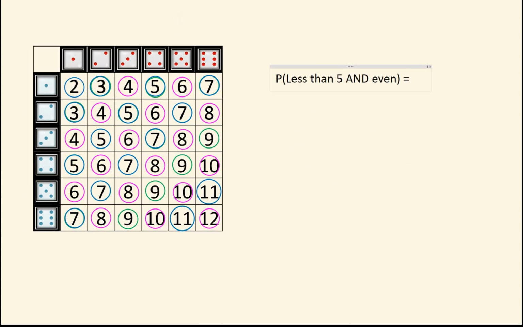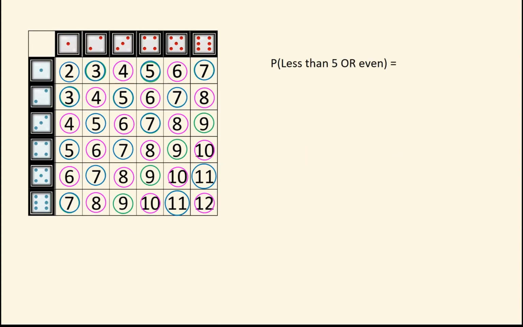Okay, next question. Work out the probability of getting less than 5 and an even number. I'm going to highlight those numbers which are less than 5 and even. Haven't got many this time. These are the only numbers that are less than 5 and even. So I've got 4 numbers there and a total of 36. Again, if you want to, that simplifies down to 1/9.